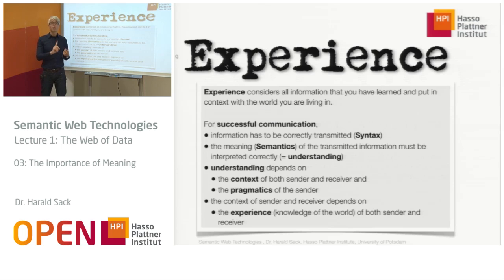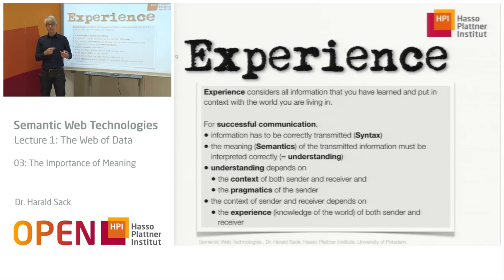First, information has to be transmitted correctly. You do this by the rules of syntax that determine what is a valid sentence, what is a well-formed sentence. And, of course, the meaning of the transmitted information must be interpreted correctly. This is necessary for understanding the message. The meaning here is the semantics.